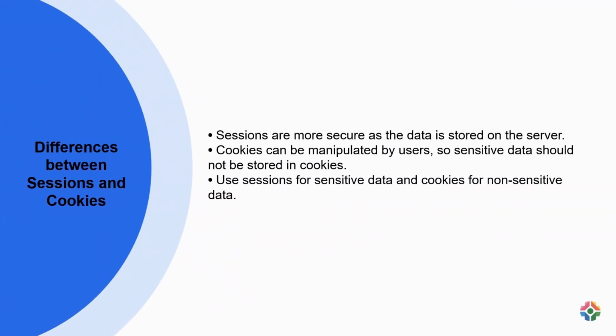Sessions are a more secure method for storing data, as the information is kept on the server, making it less vulnerable to tampering by users. Cookies, on the other hand, can be manipulated by users, which poses a risk, especially with sensitive data. It is advisable to use sessions for storing sensitive information such as user login details or financial data, as they offer better security. Conversely, cookies are suitable for non-sensitive data like user preferences or website customization options, where security concerns are not as critical. By employing sessions for sensitive data and cookies for non-sensitive data, developers can enhance the overall security of their applications.